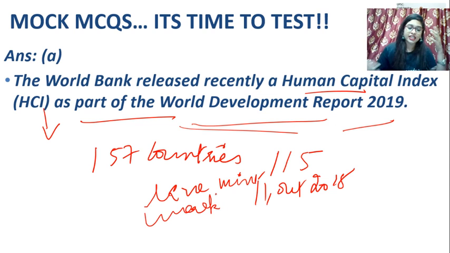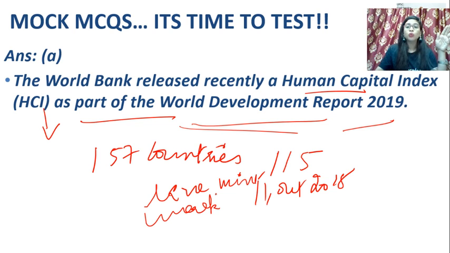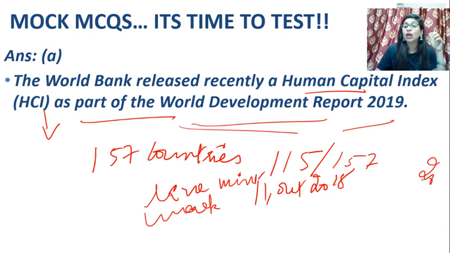So that is a reality. But the government is rejecting the data because they didn't want to show that our human capital index is very low. But if you see, as per the World Bank report, India ranked 115 out of 157 countries in the Human Capital Index as per the 2018 report.